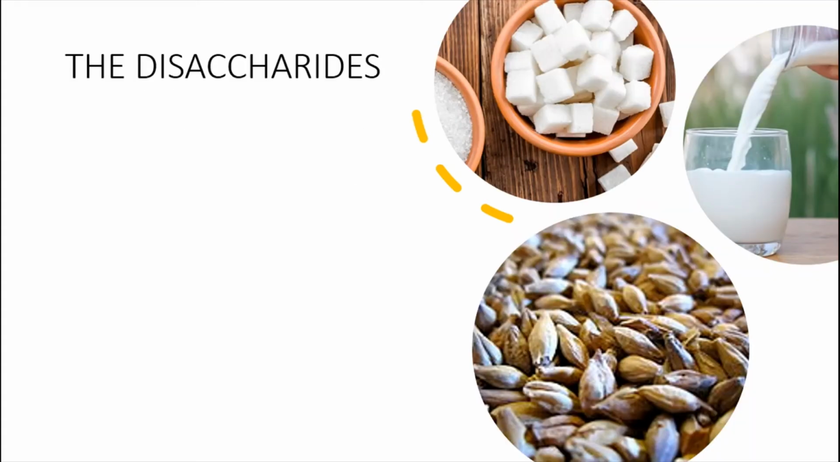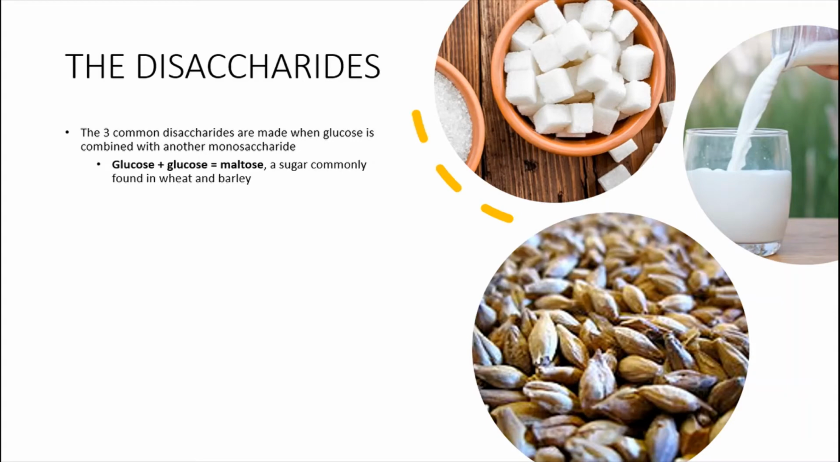So let's have a look at the disaccharides. 3 common disaccharides are formed when glucose is combined with another monosaccharide. So if we combine glucose with itself, glucose, we form the disaccharide maltose. Maltose is a sugar that is commonly found in wheat and barley.